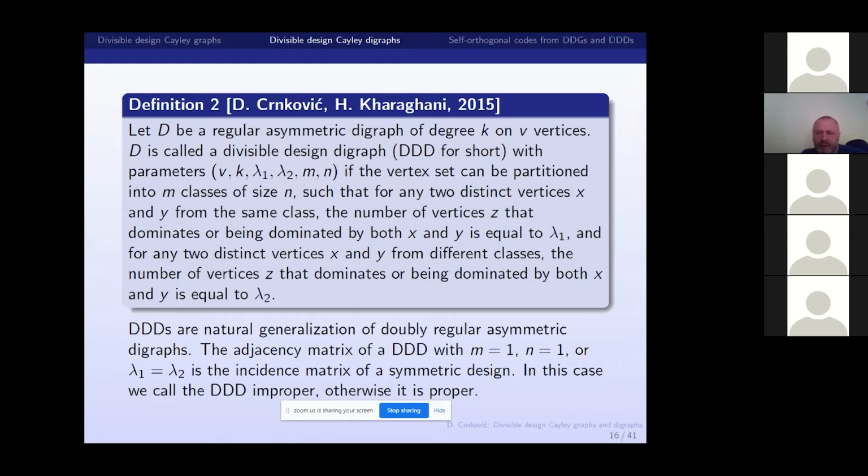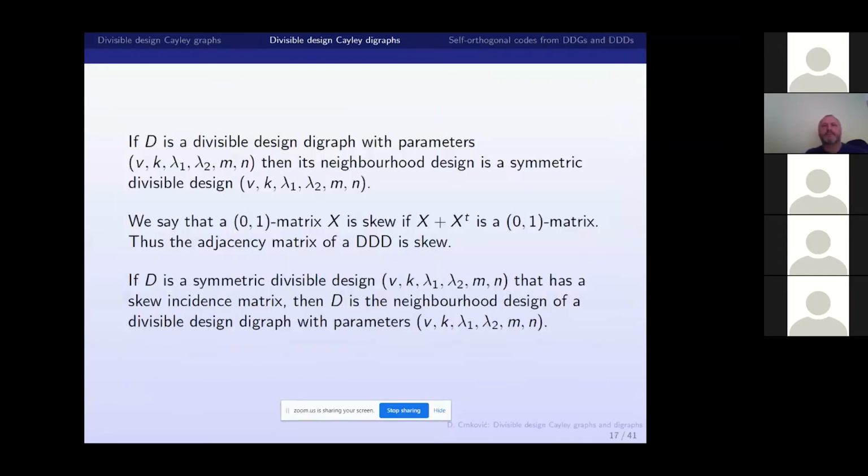The adjacency matrix of a DDD with m equal 1 or n equal 1 or lambda 1 equals lambda 2 is the incidence matrix of a symmetric design. And in that case, we call that DDD improper. Otherwise, we call it proper. Again, we'll just take a look at the neighborhood design. So if D is a divisible design digraph with parameters v, k, lambda 1, lambda 2, m, n, then its neighborhood design is a symmetric divisible design with the same parameters.